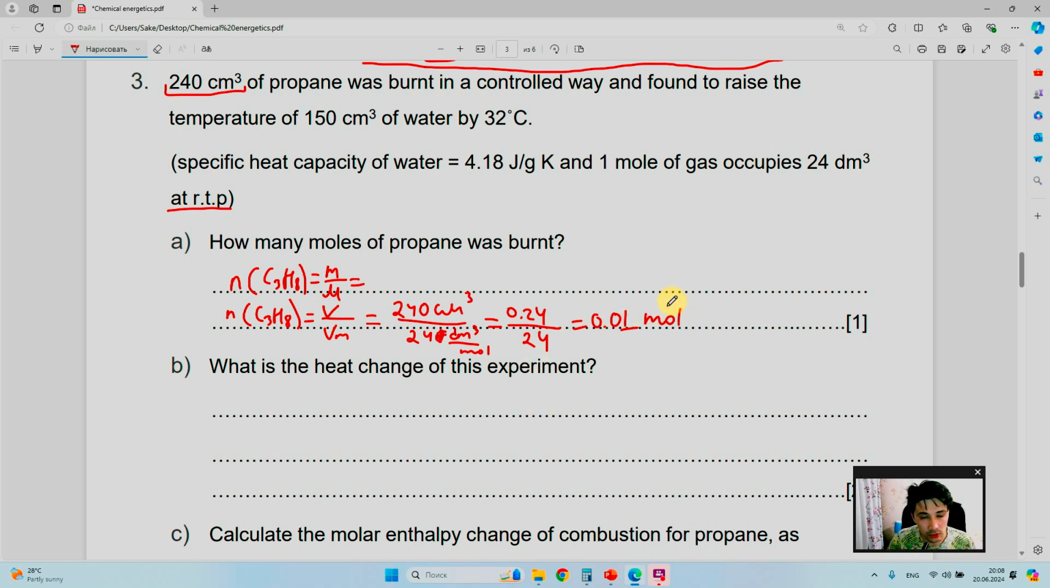Don't forget about units. In this case, units are not required because it's already in the question, but still, it's your literacy.